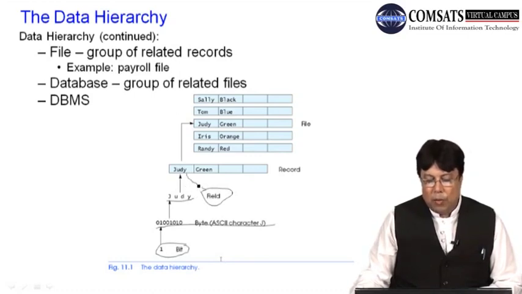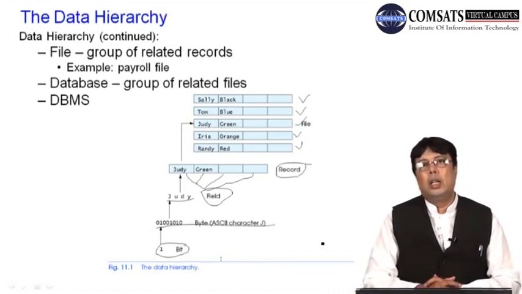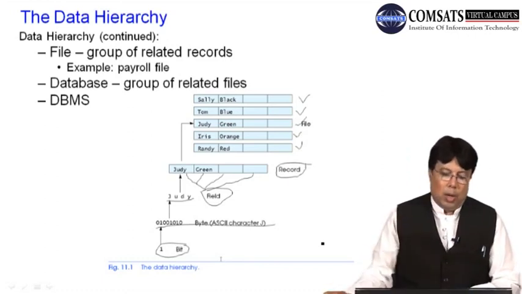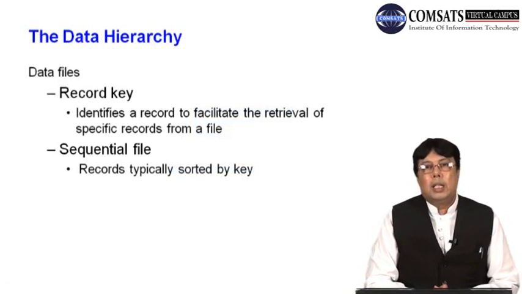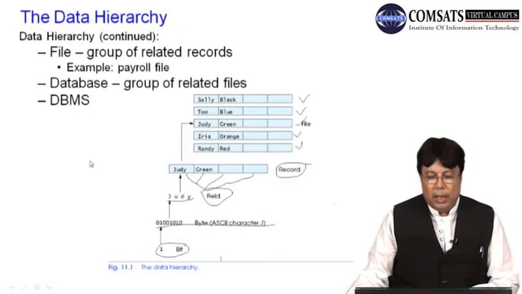Then we can have a combination of fields, multiple fields, and this combination of fields is basically called a record. And then we have a combination of records, and these records organized into some system are called one file, and that is the data structure that is the objective of today's lesson.